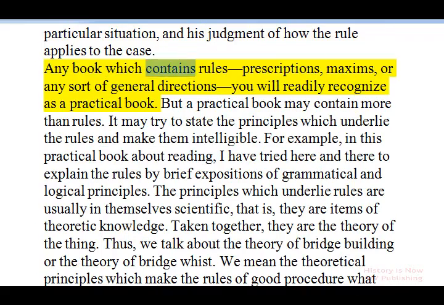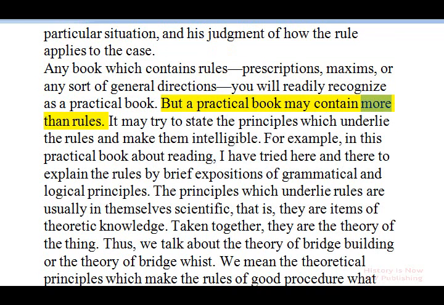Any book which contains rules, prescriptions, maxims, or any sort of general directions you will readily recognize as a practical book. But a practical book may contain more than rules. It may try to state the principles which underlie the rules and make them intelligible. For example, in this practical book about reading, I have tried here and there to explain the rules by brief expositions of grammatical and logical principles.